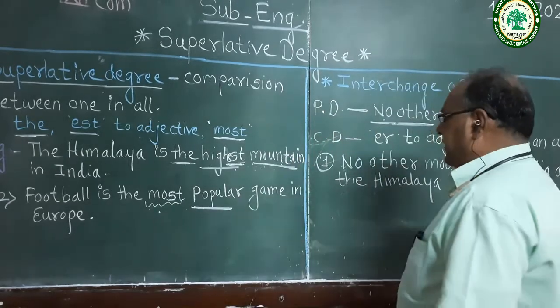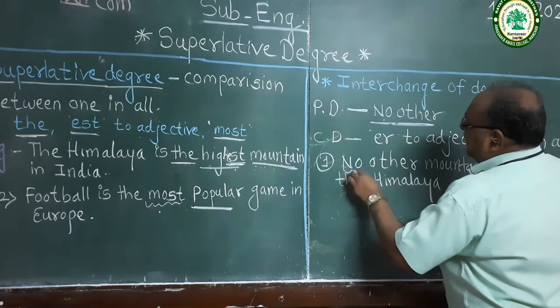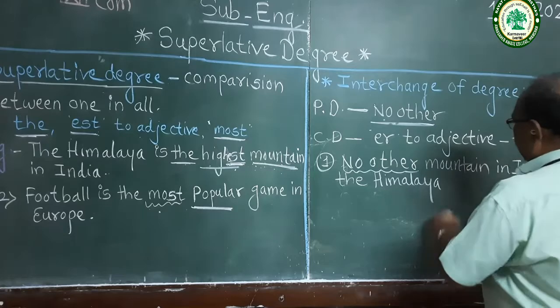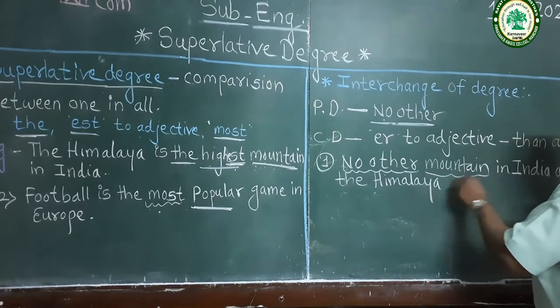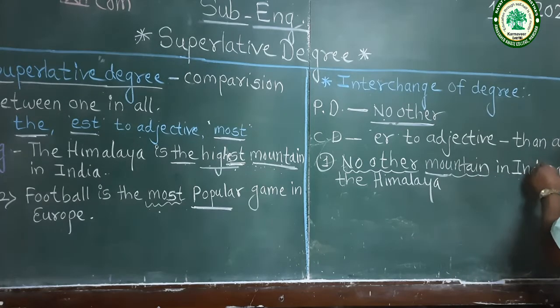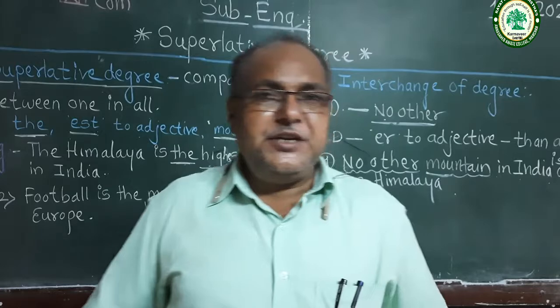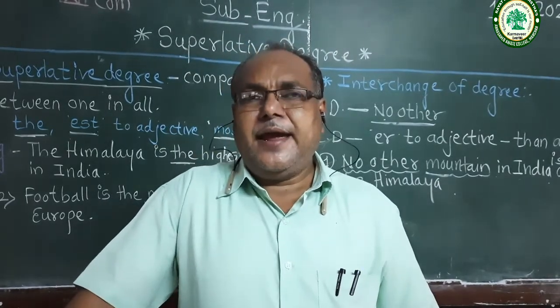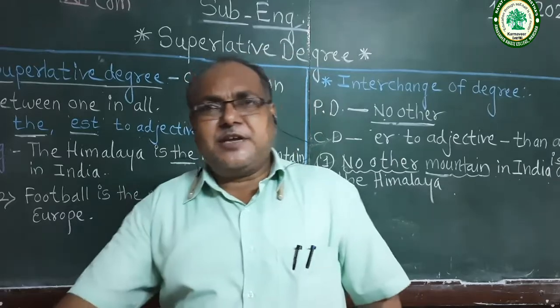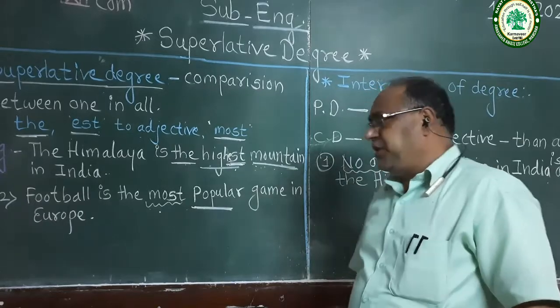Now we are going to practice one example. The Himalaya is the highest mountain in India. We begin our positive degree sentence with "no other". Take the noun followed by the adjective, followed by the noun: "mountain in India". The form of "to be", "is", is used here. Between "as" and "as" we place "high", then "the Himalaya". No other mountain in India is as high as the Himalaya. So in this way we can change superlative degree into positive degree form.